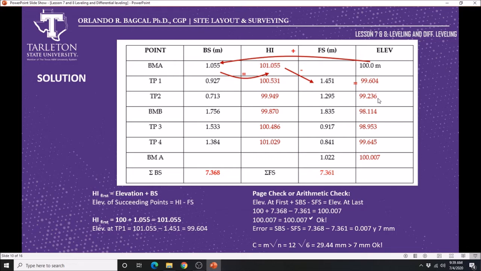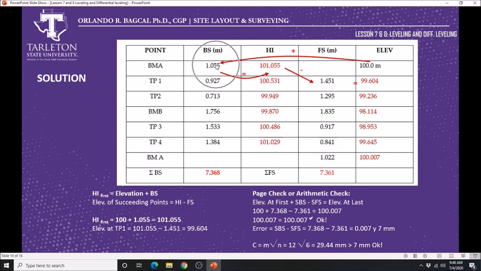So go back here again to 99.236 plus the backsight is equal to the height of the instrument. The height of the instrument minus your foresight is equal to your elevation. So it's just mathematical. It's not that complicated. You don't require differential calculus or any of those higher level mathematics, just additions and subtractions.